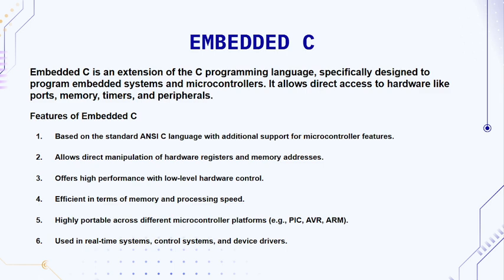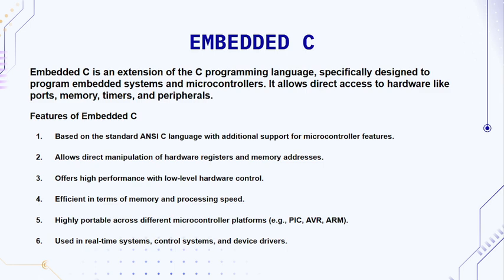So it is a combination of C language and assembly language. Assembly language is generally hard to learn and it is more complex. C gives us an easier way to communicate with the microcontroller. Embedded C is a kind of mixture of both languages. So embedded C is an extension of the C programming language, specifically designed to program embedded systems and microcontrollers. It allows direct access to hardware like ports, memory, timers, and peripherals.